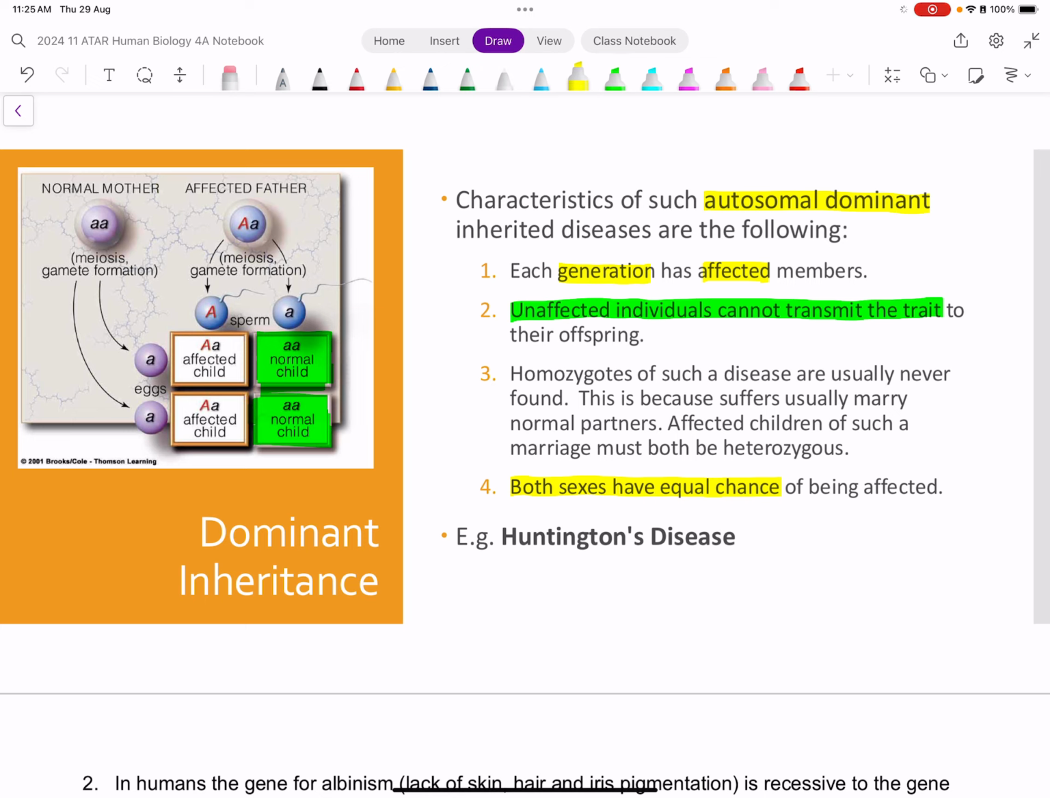Our third point here is that homozygotes of a specific disease are usually never found. And this is because our sufferers usually marry normal partners. And this ends up with offspring being heterozygous. So the affected father in this situation is one of the more common instances that we see. So that was just a short introduction to autosomal inheritance.